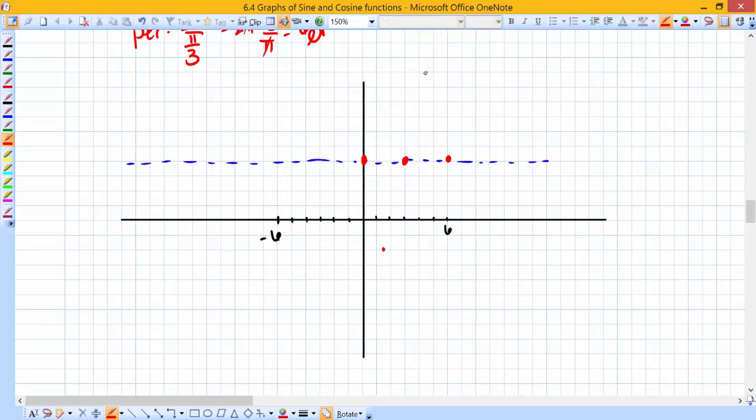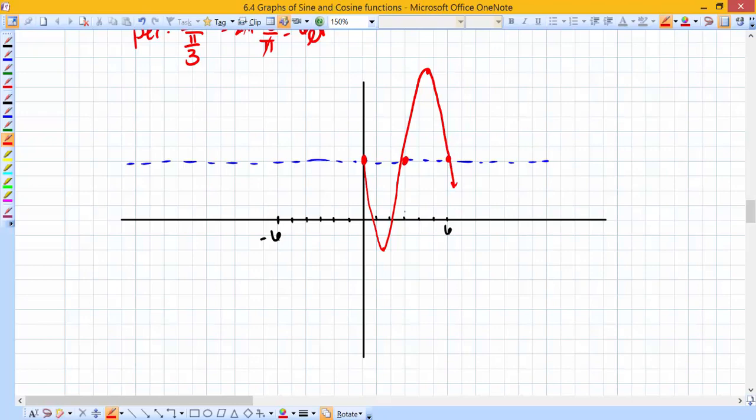I'm trying to save you guys time from having to create the sine graph with the amplitude and the period and then shifting everything up 4. That is just time consuming. Don't even do that. So I have my graph. Pretend I went through all the points perfectly.